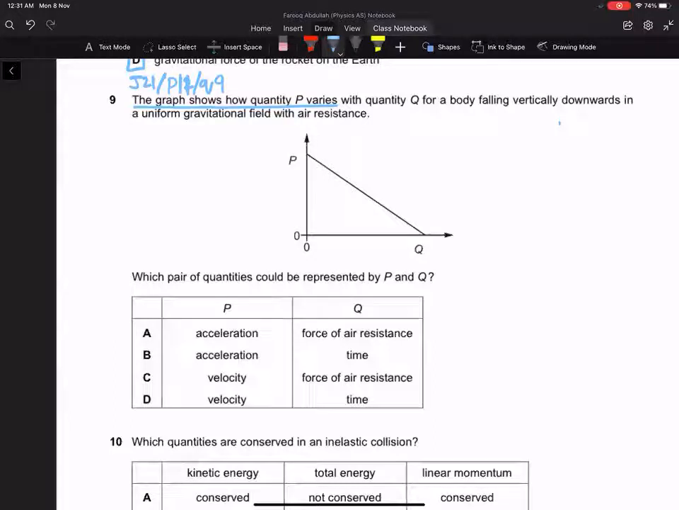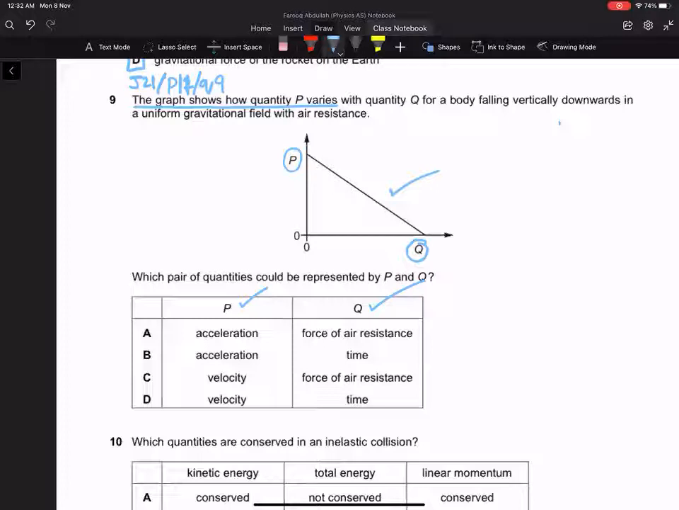It shows a graph relating two quantities. One of them is P and the other one is Q. The first thing they're asking is what quantities could be P and Q. First of all, you have to see that if P is increasing, then Q is decreasing, and if Q is increasing, P is decreasing. So first of all, you have to observe which two quantities are related like that.